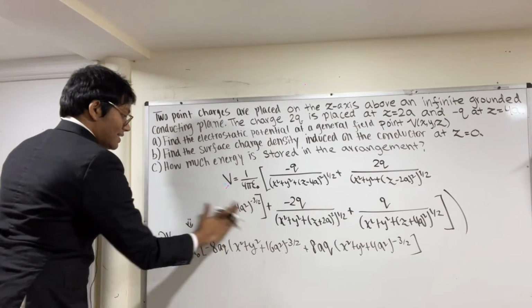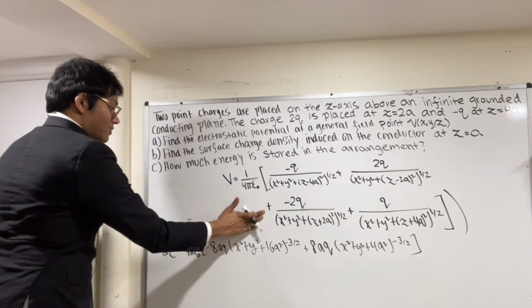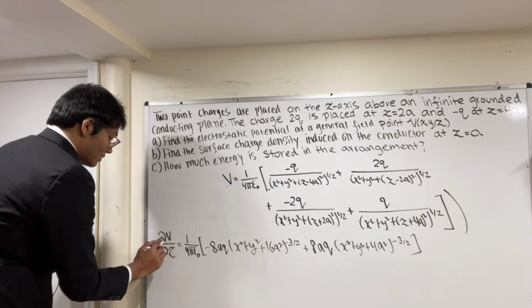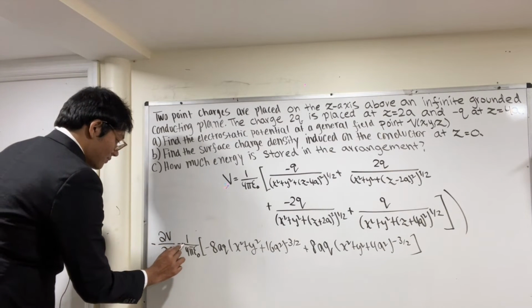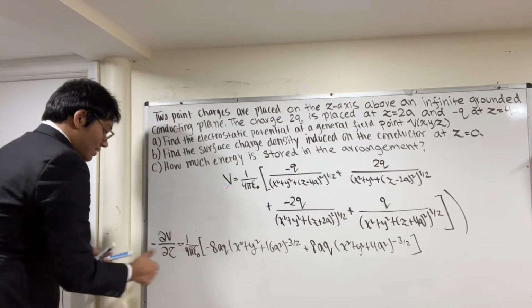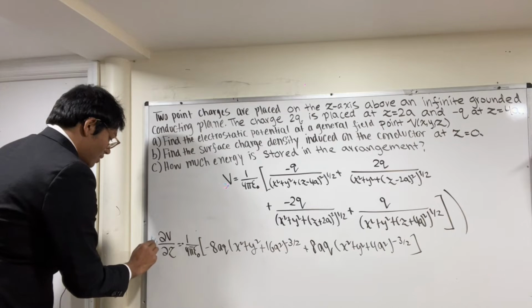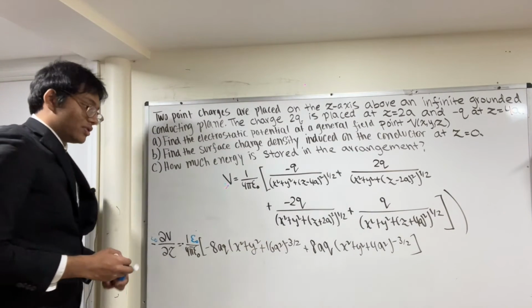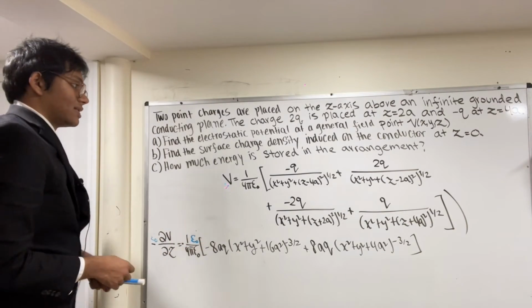And now if we negate this entire thing and multiply it by epsilon naught, we'll get the surface charge density. So negate all of this, multiply it by epsilon naught. Hopefully you can see that minus sign. Multiplied by epsilon naught, and now we have our surface charge density. This is the surface charge density.